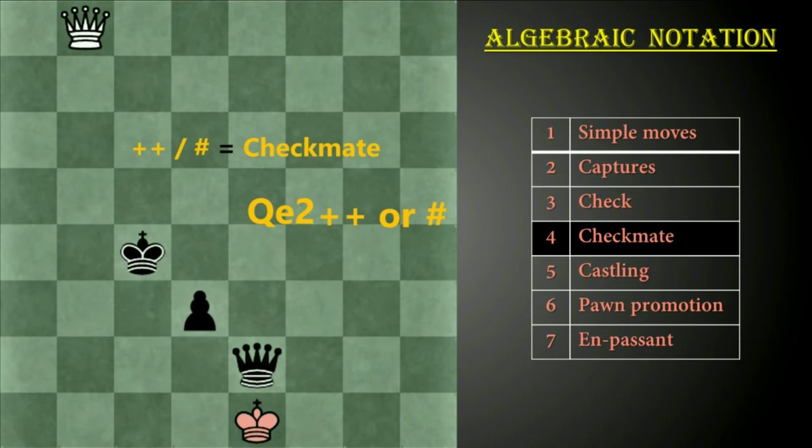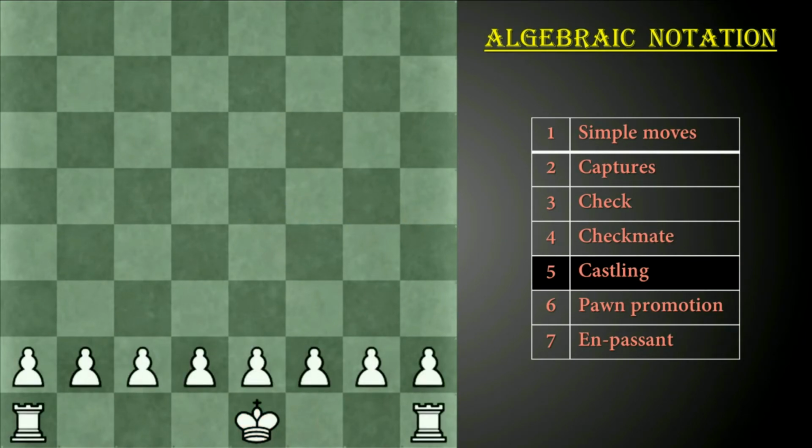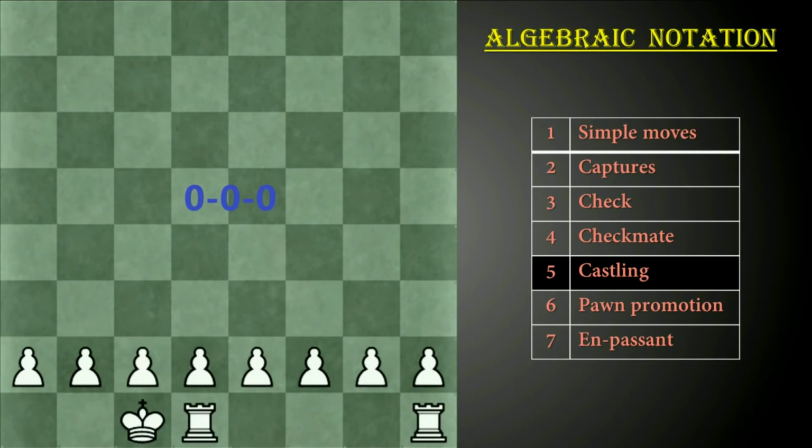That's it. Next, castling. In this position, white has the option to castle on both sides. If it goes on the king side, it is recorded as double O or 0-0, as per your wish. And if on the queen side, it is recorded as triple O or 0-0-0. That's it. Next, pawn promotion.